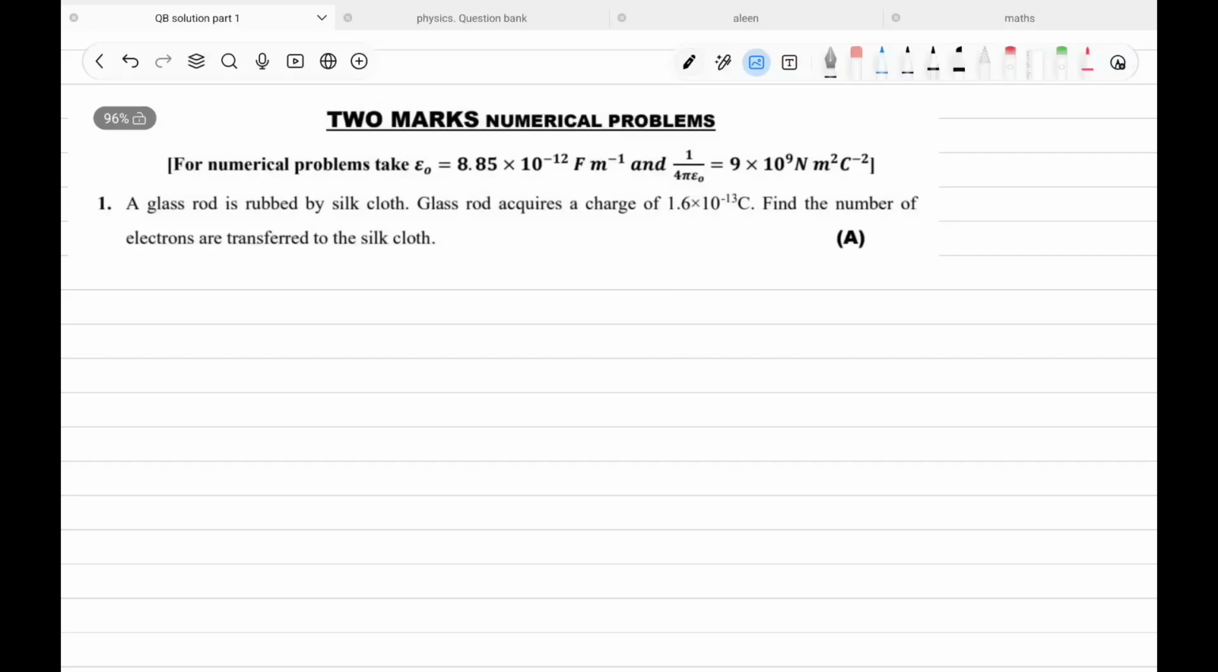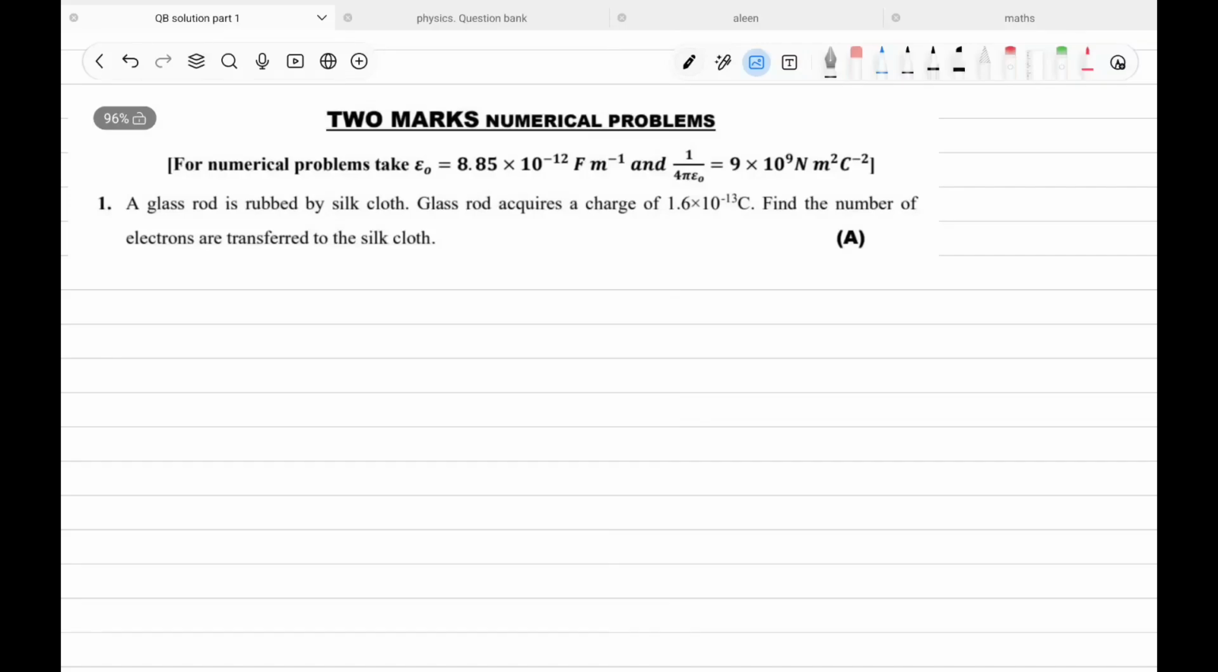In this question, the question is asked: a glass rod is rubbed with a silk cloth. Glass rod acquires charge of 1.6 into 10 to the power minus 13 coulomb. Find the number of electrons transferred to this silk cloth.